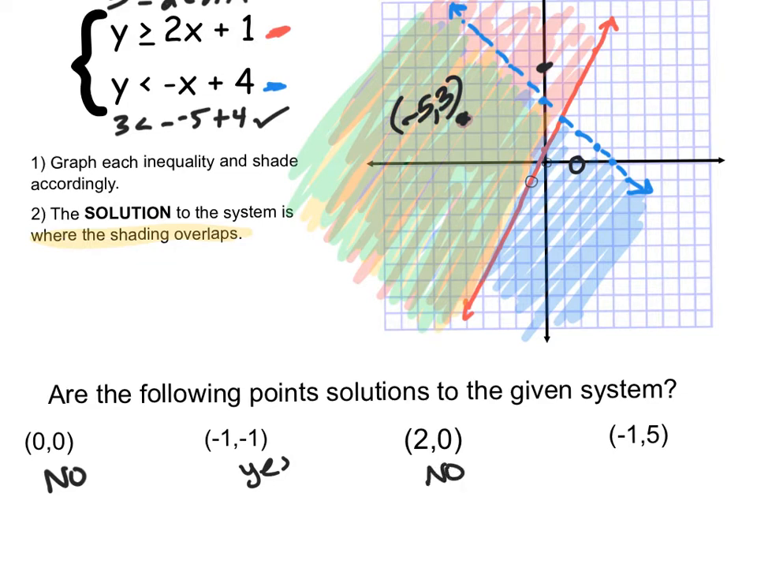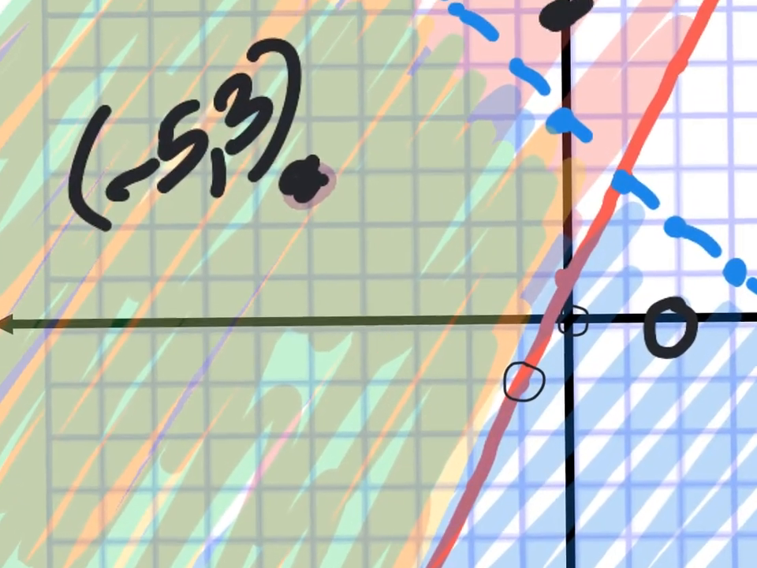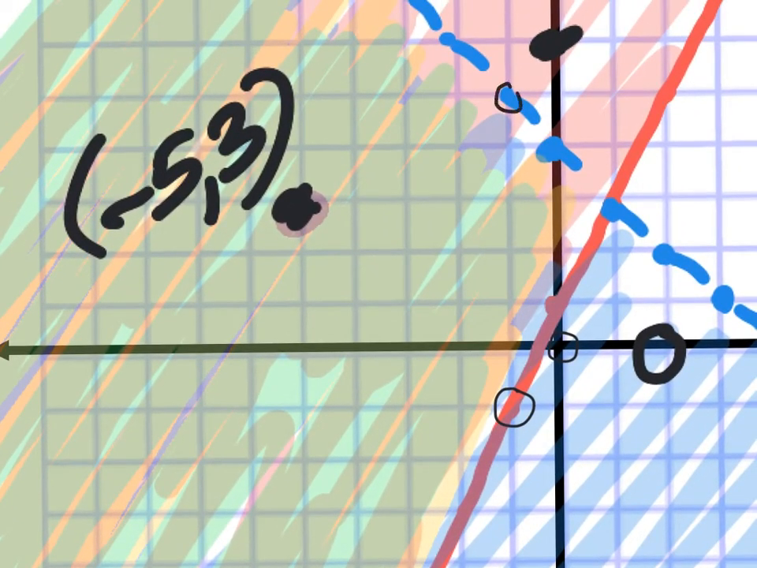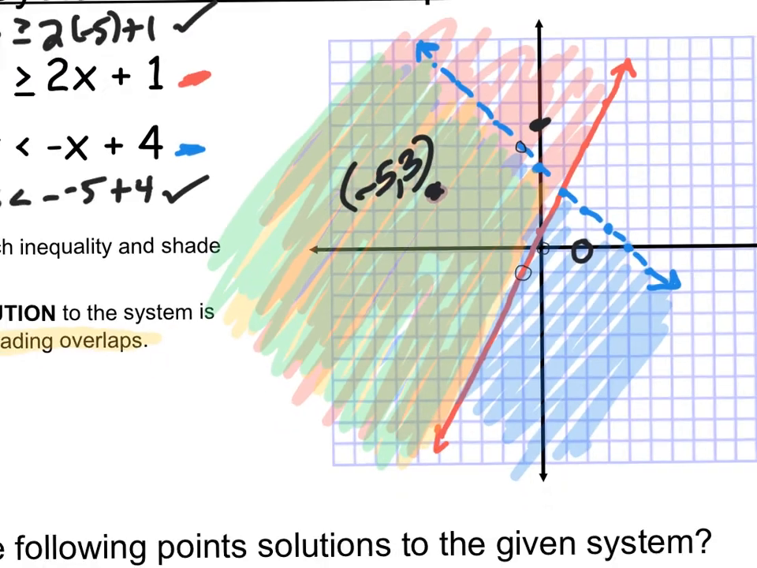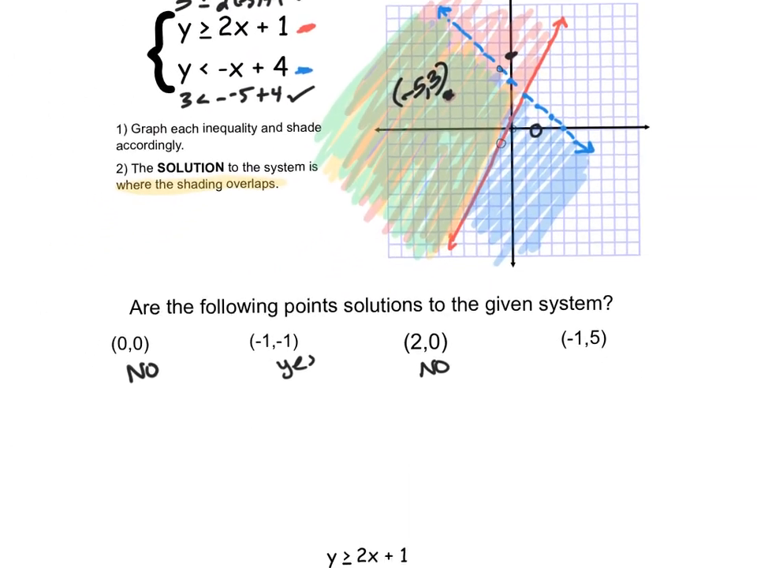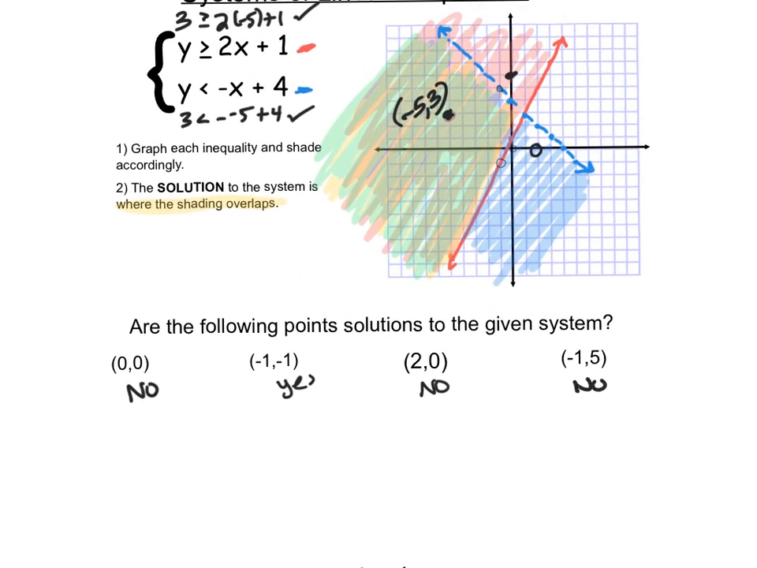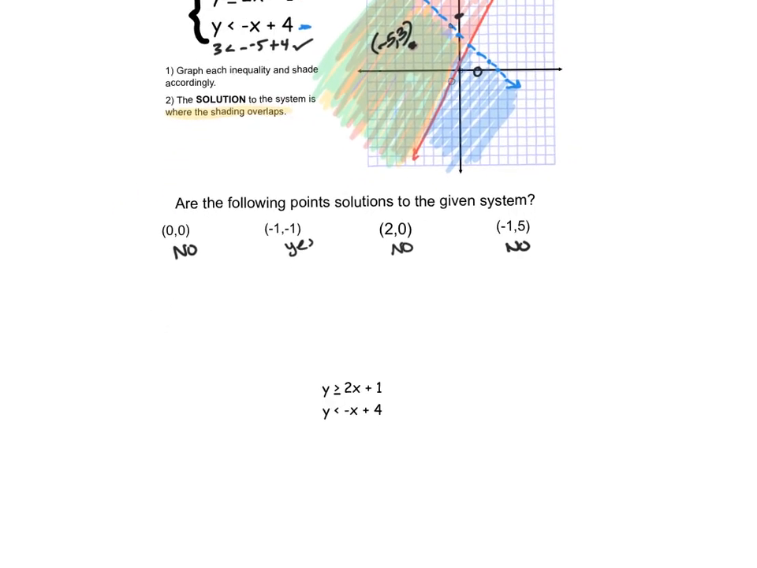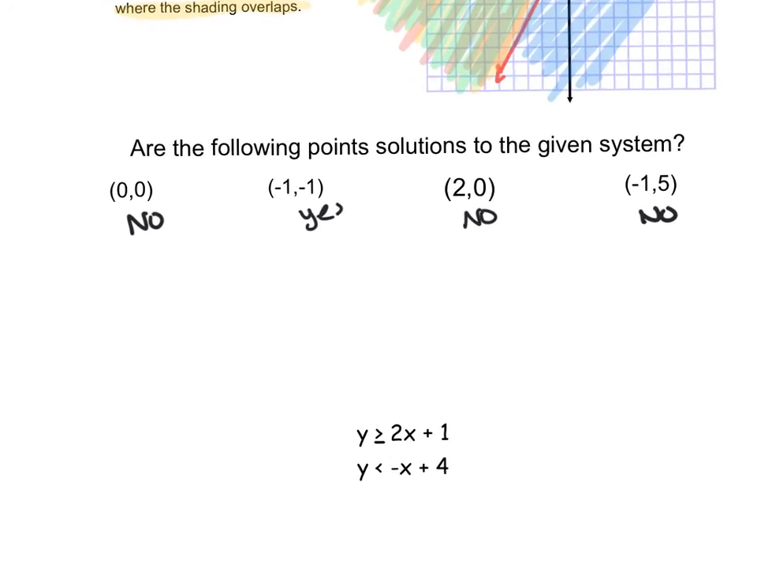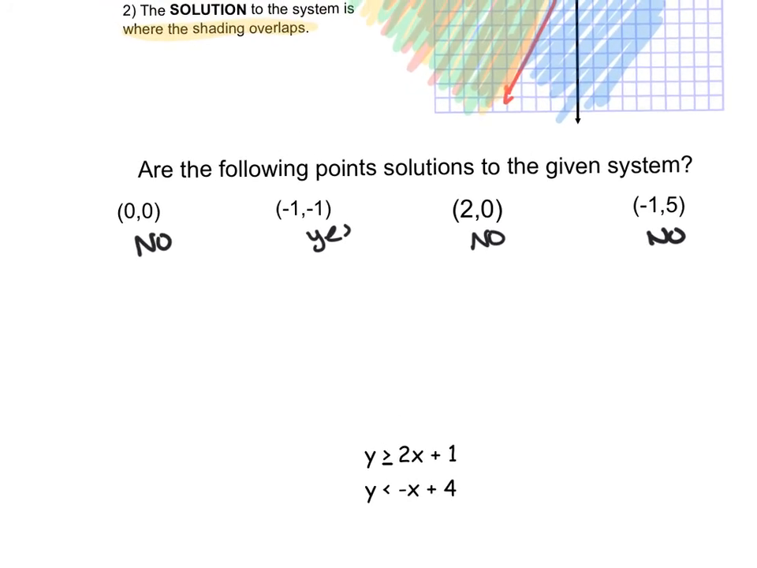And what about -1, 5? So -1, 5 is right here, and that one is right on the boundary line, but it's a dotted line, so that would be a no. With the dotted lines, those are not included, so this one would also be a no. So let me show you why these are no's and yeses using those two inequalities. And I have them down here at the bottom. So if we put 0, 0 in, that'd be 0 is greater than or equal to 2 times 0 plus 1.